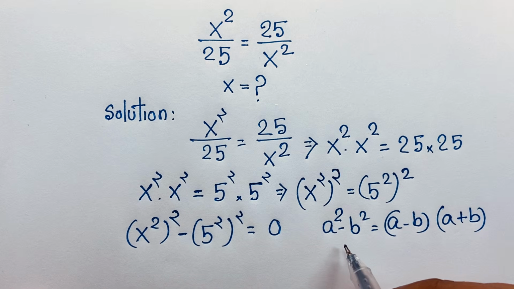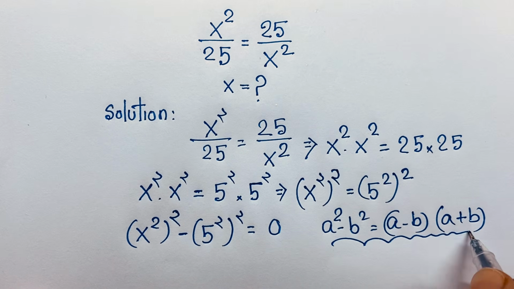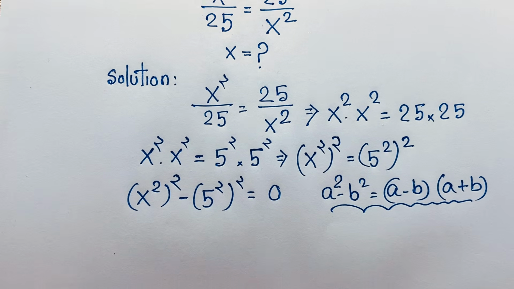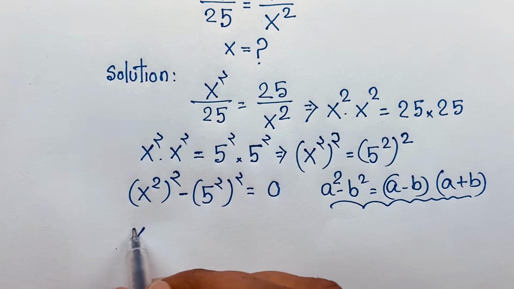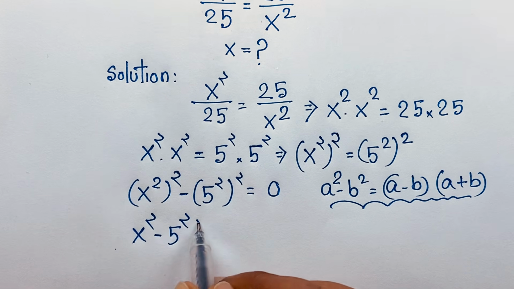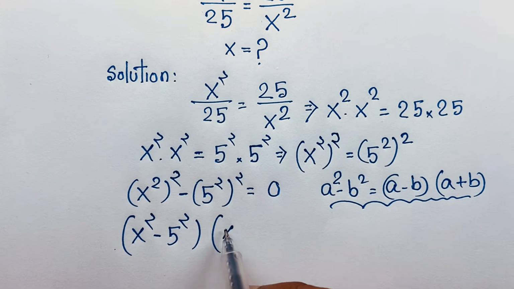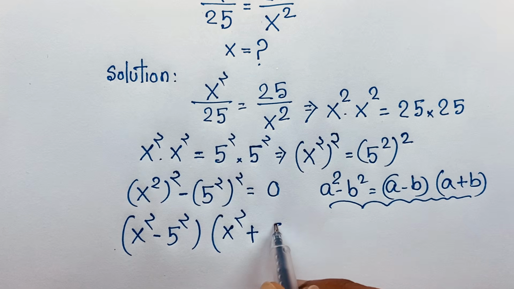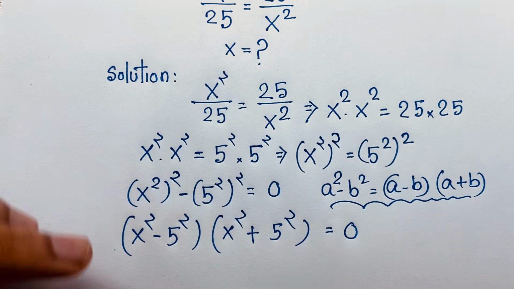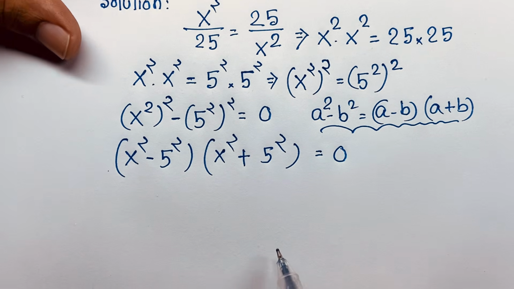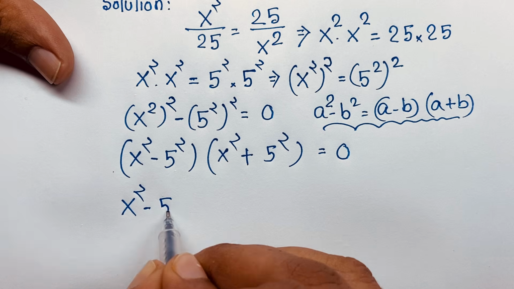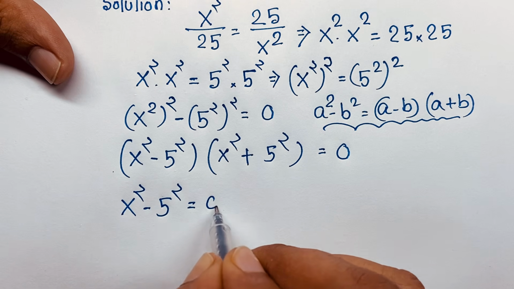So if I apply this math formula here, a square minus b square, which is a plus b times a minus b, this expression will be x square minus 5 square, a minus b times a plus b, is equal to 0. So we'll find here are two cases. Our first case is x to the power 2 minus 5 to the power 2 is equal to 0.